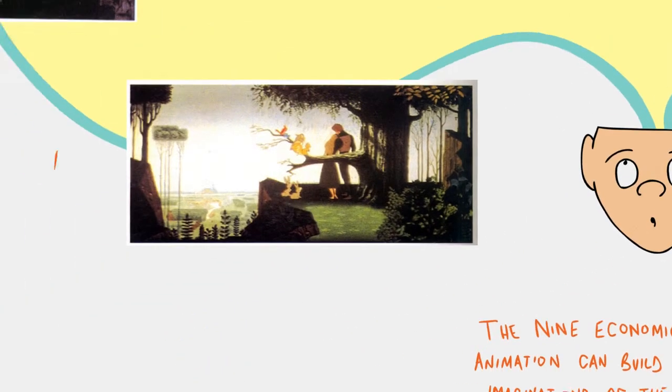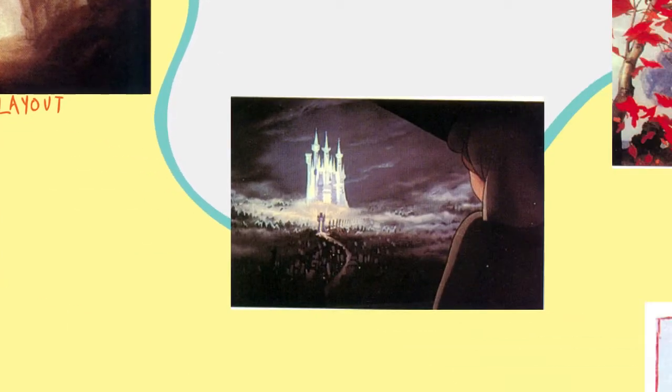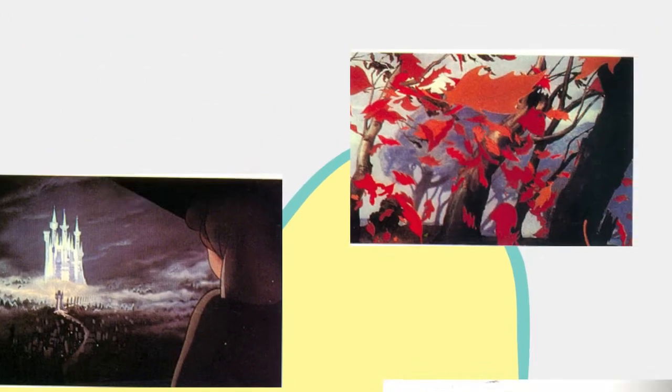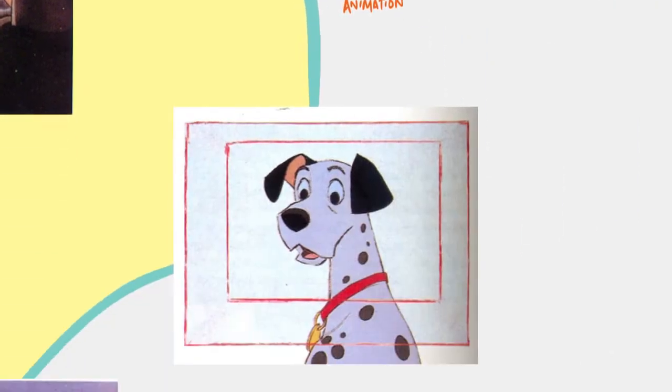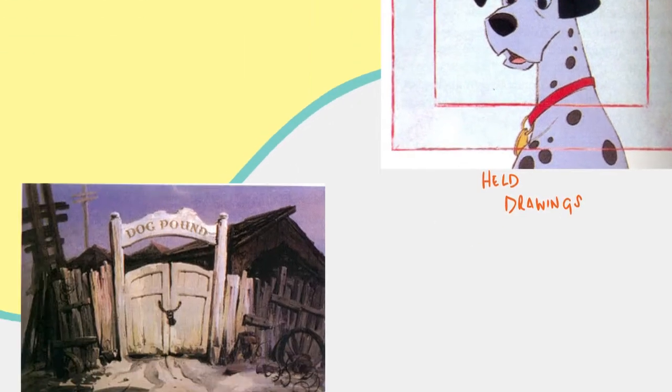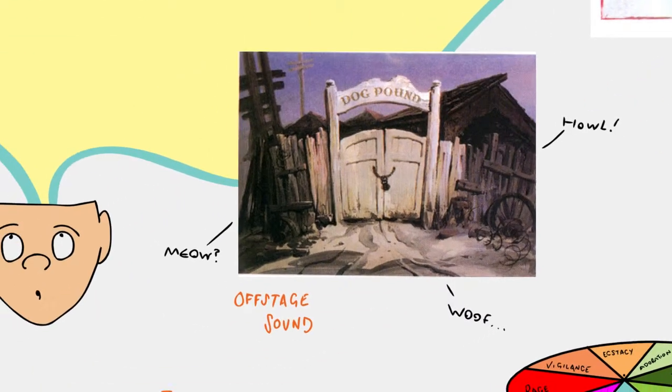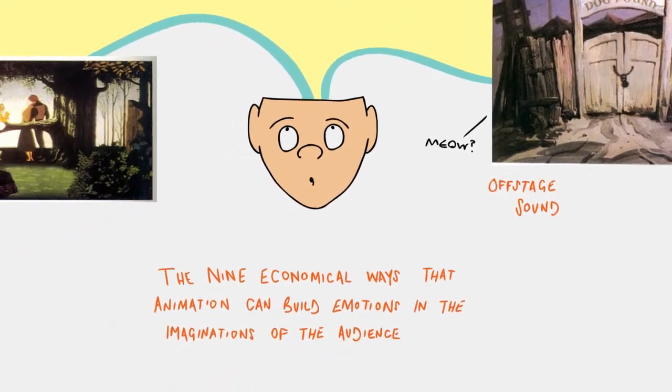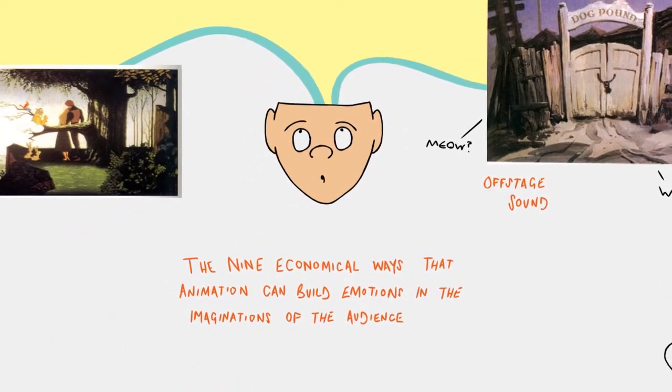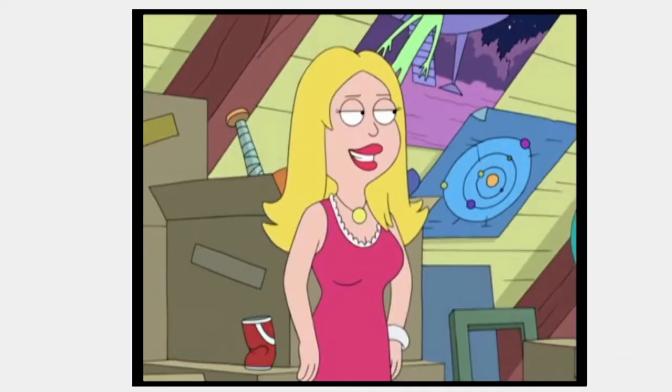These consist of rear view, shadows, shadows over characters, overlay, dramatic layout, pictorial shot, effect animation, held drawing with camera moves, and offstage sound. Other forms of animation incorporate these techniques or similar, though often for a different effect. Take American Dad, for example.